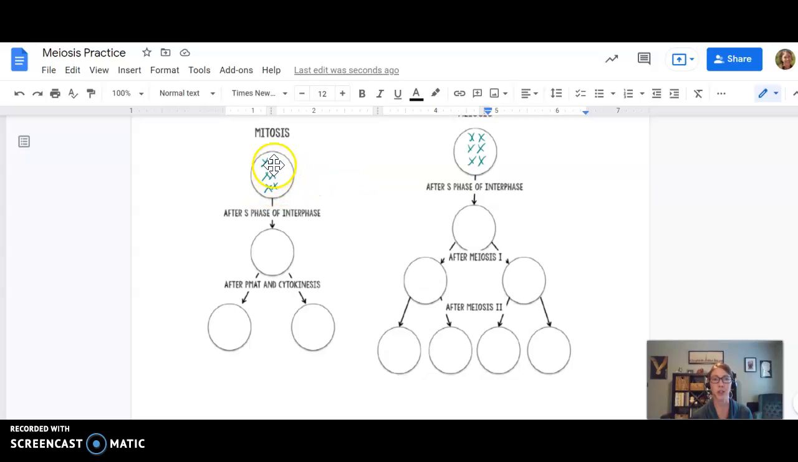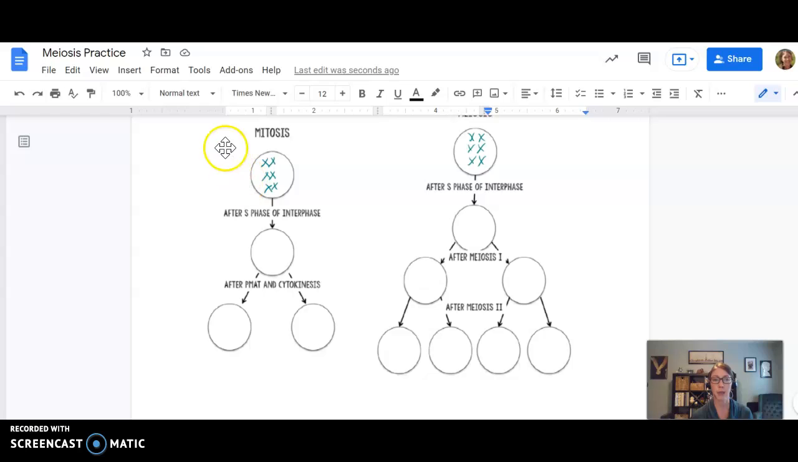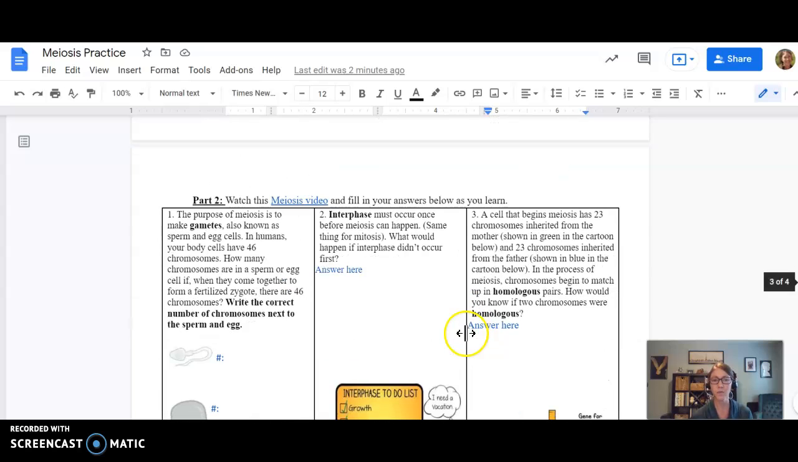You'll notice you start with 3 pairs, or 6 chromosomes up there all together. And so what you're going to do, if you read the directions, is you'll take your SNP program, you're going to copy this using SNP to capture it. You'll draw in your chromosomes, and then you'll copy and paste that back in here and replace this picture. And that's how you're going to show me that you know how many chromosomes would be left after this goes through mitosis versus how many chromosomes would be left after this goes through the first stage and then down to the second stage.